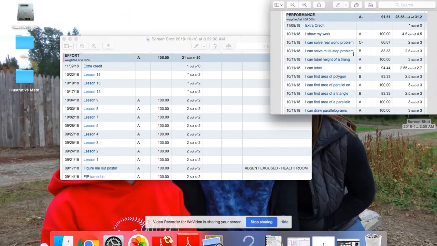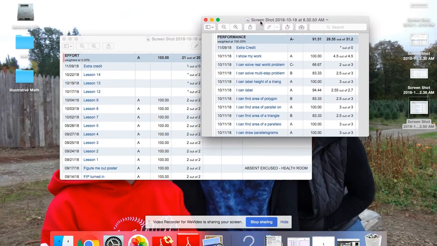So that brings us to performance. And as you can see, the performance is weighted at 100%. So your student's math grade comes from their performance on the assessments. And as you can see, this student, even though they are perfect on their assignments, they are not perfect on their assessments. They have an A minus, a 91 and 51 hundredths percent.